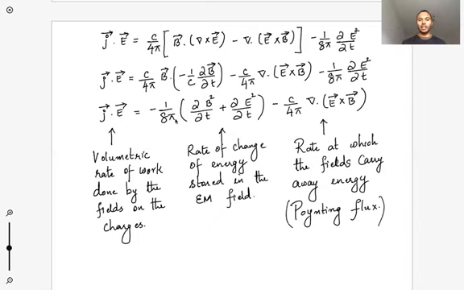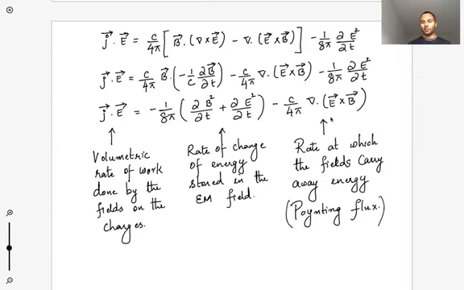So B squared by 8 pi plus E squared by 8 pi is the volume density of the electromagnetic energy. So it has units of ergs per cubic centimeter. It's the amount of energy per unit volume. And of course, there's a time derivative. So this is the rate of change of energy stored in the electromagnetic field per unit volume.